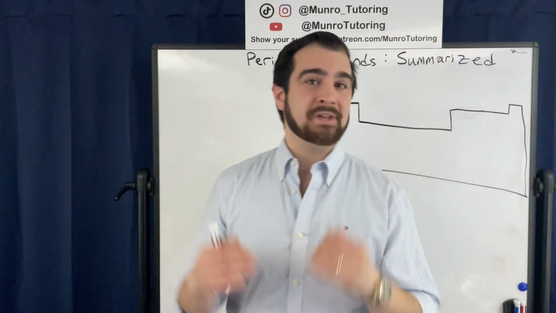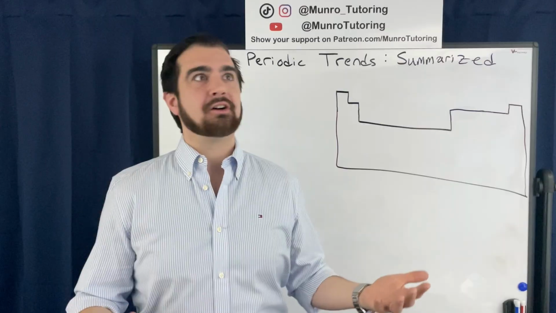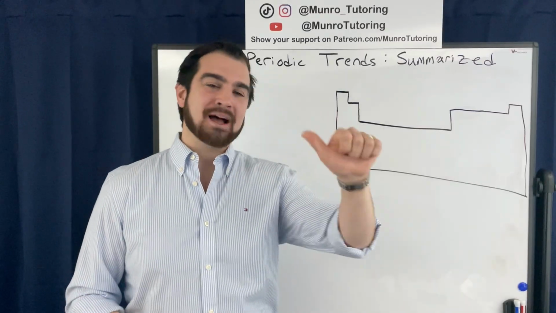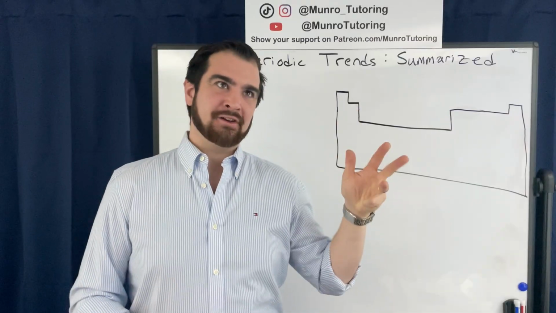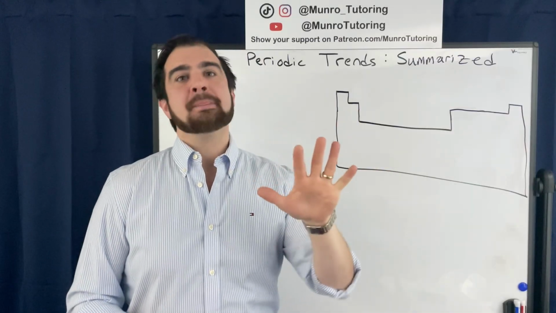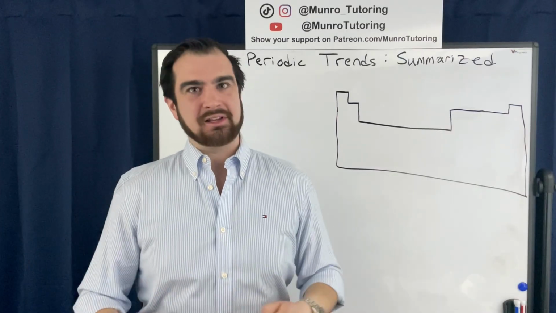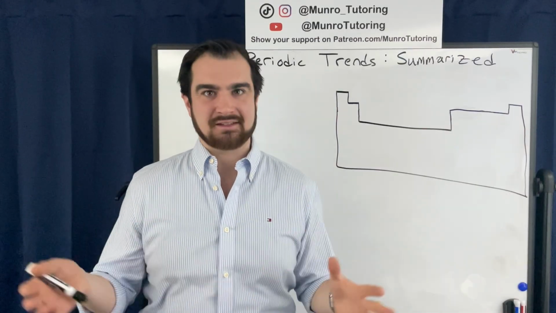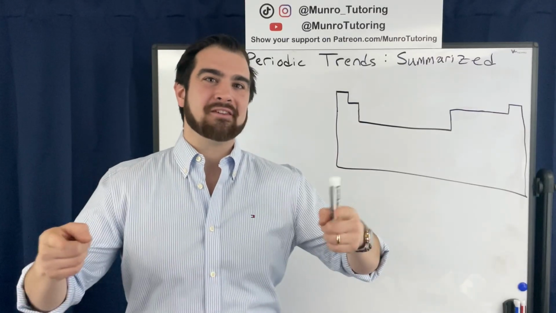Let's talk about the periodic trends. So I already have a video on basically all of them. I have atomic radius, ionic radius, ionization energy, electron affinity, and electronegativity. But in this video, if you're in a rush, I'm going to just summarize them all really quickly without going into too many caveats and whatnot. So let's run through them. Speed mode, learning all the periodic trends, okay?